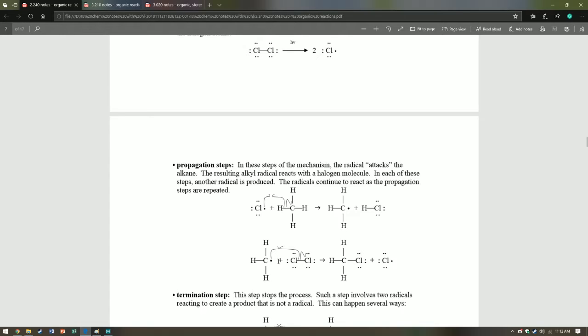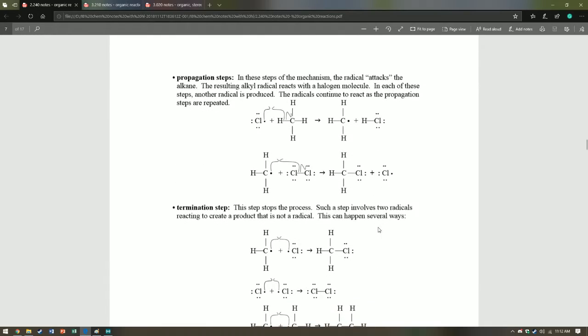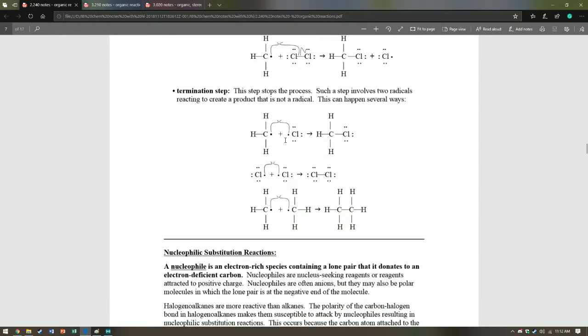form a hydrogen radical and a chlorine radical, and then since chlorine here is more electronegative, it will steal this valence electron from the carbon and bond there and form a chlorine radical. Then the termination step is when the two radicals, whatever they may be, join up and meet together to form something that is not a radical. This can happen several ways, some of which are shown below.